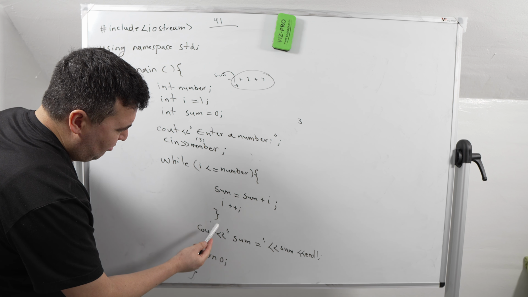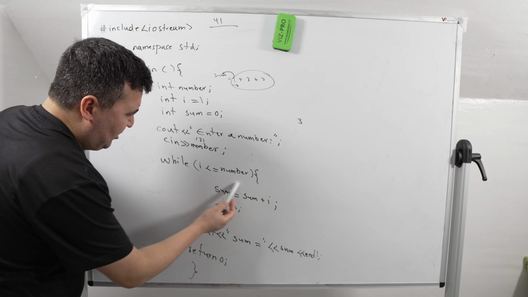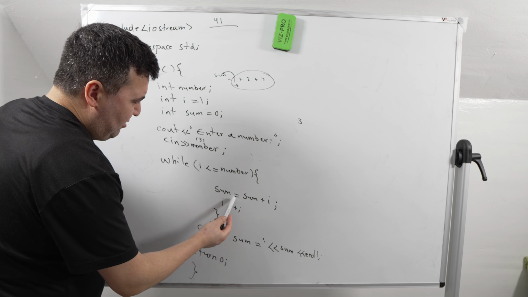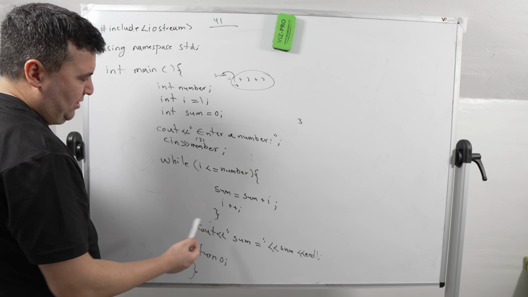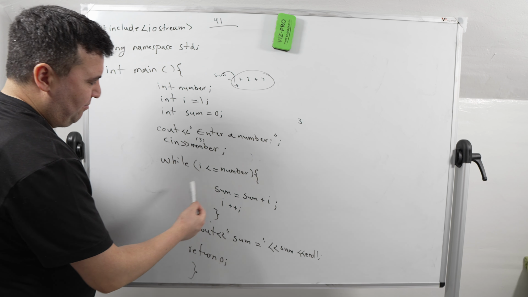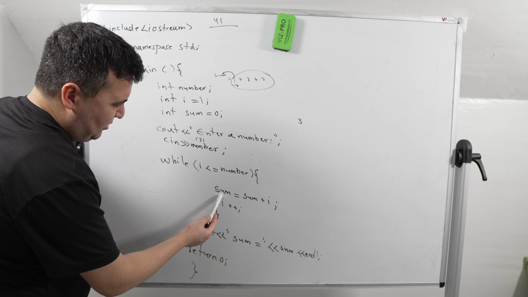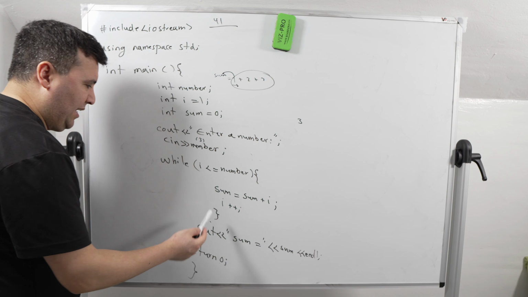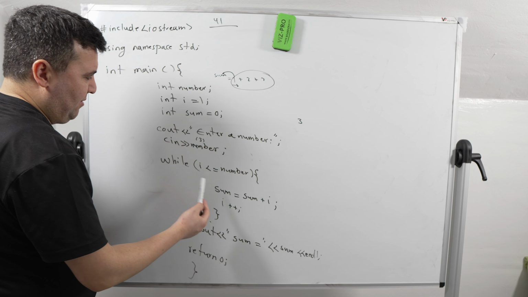Again, the body of the loop will be executed because the condition is true. Now sum is equal to sum plus i. Sum was 1, 1 plus now i is 2, so it becomes 3, and sum is now 3. Then i becomes 3 with i plus plus.